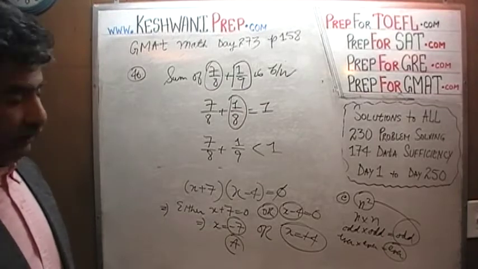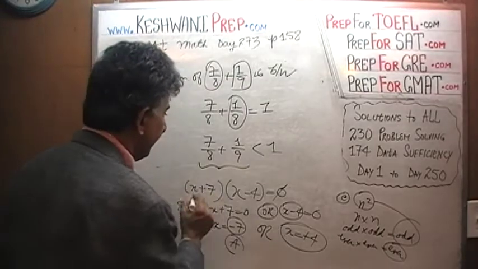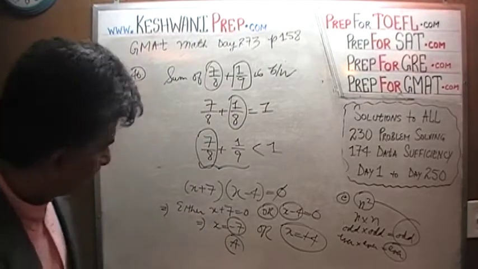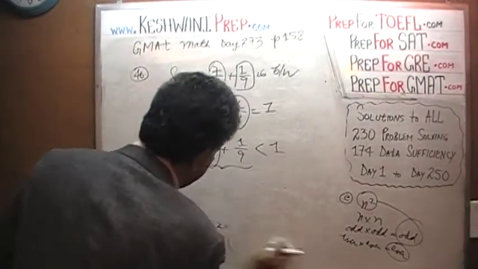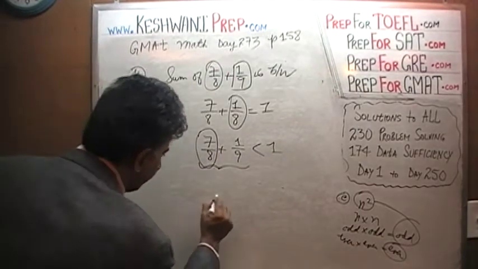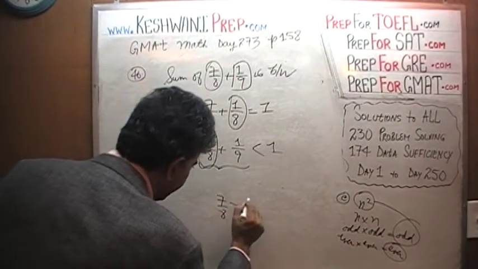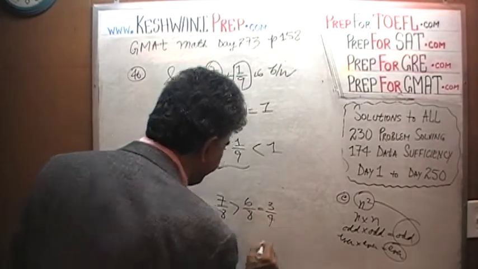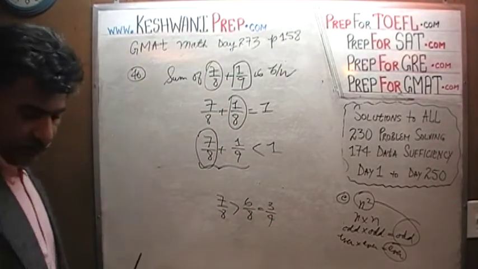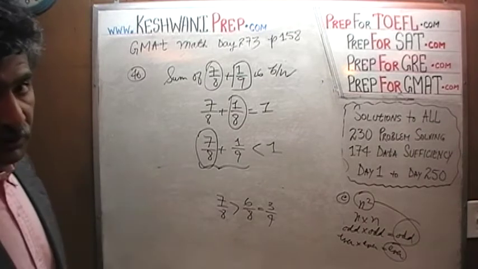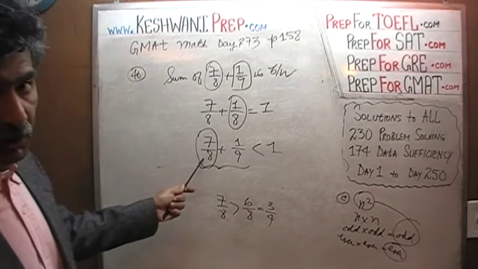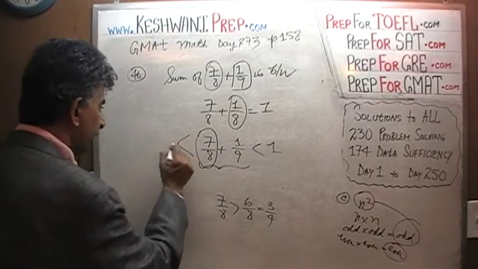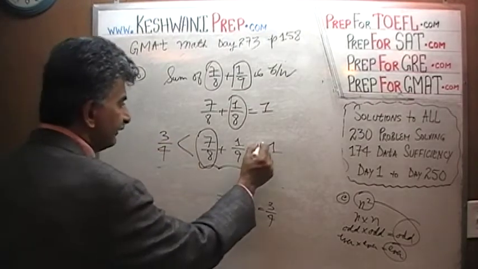We also can tell that we are adding these two quantities here, and we can clearly see that 7/8 is more than 6/8. And how much is 6/8? 6/8 is 3/4. So in other words, we know that 7/8 is more than 3/4. This quantity is more than 3/4, plus we have this one. So this whole thing, whatever it is, has to be more than 3/4 and has to be less than 1.